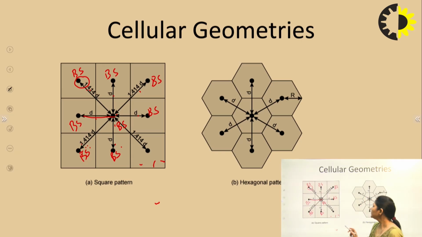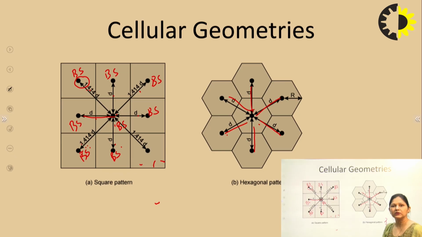Now when we look at the geometry and the distance calculation in terms of the hexagonal pattern, you can see here that the centers of all the neighboring cells are at the same distance d from the central cell. So you can see all are at the same distance.